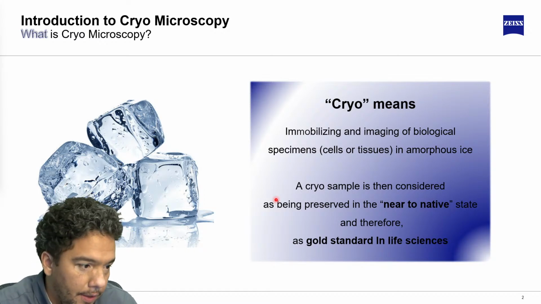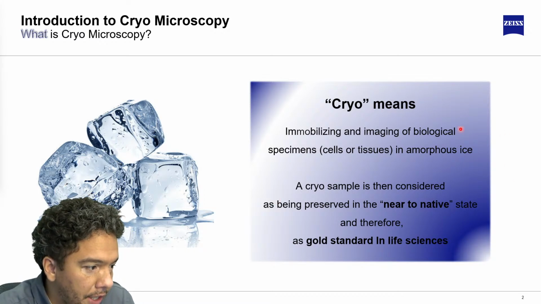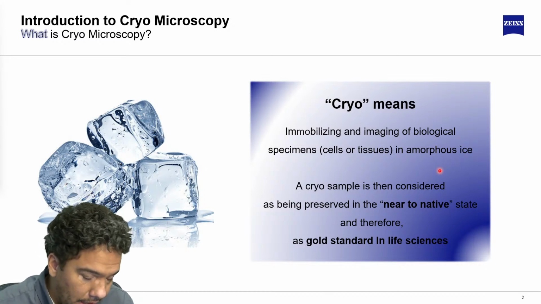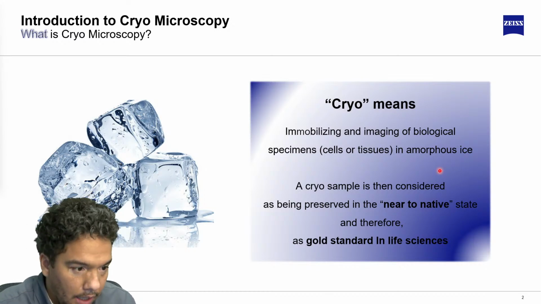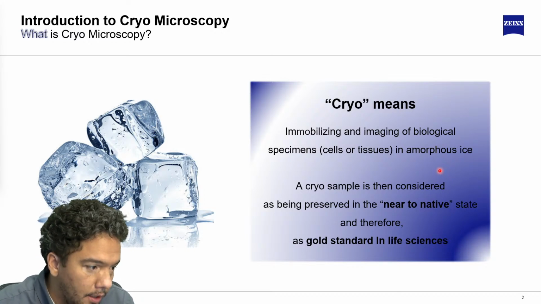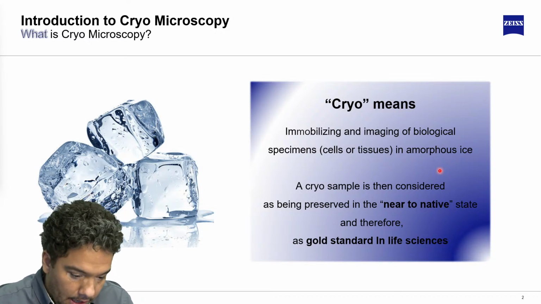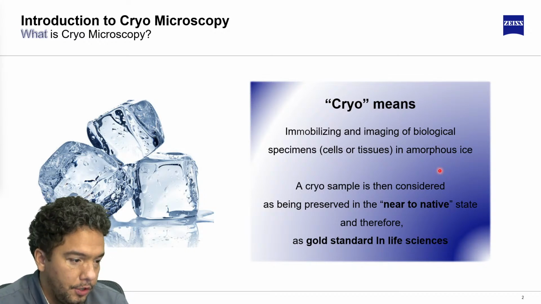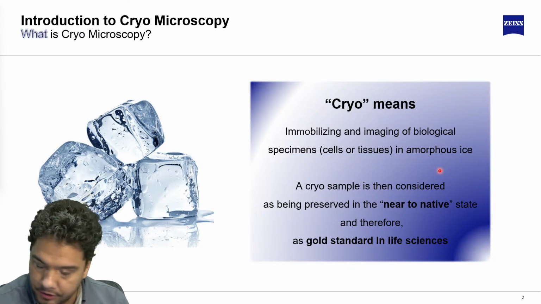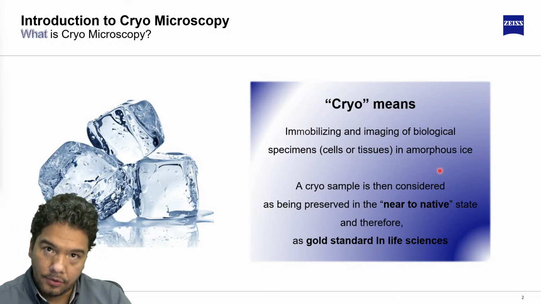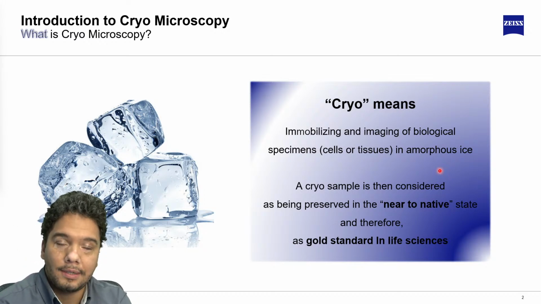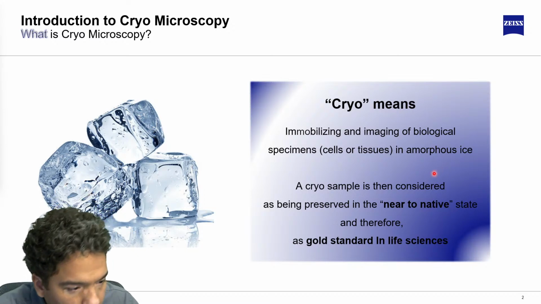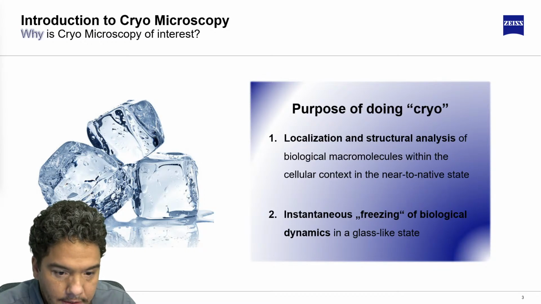The key factor here is that we need amorphous ice. We don't need any crystallized ice, and we will discuss why this is important. The most important feature of cryo is that the sample is preserved near to its native state. We keep our sample in the most native state possible, and it's the gold standard for life science.